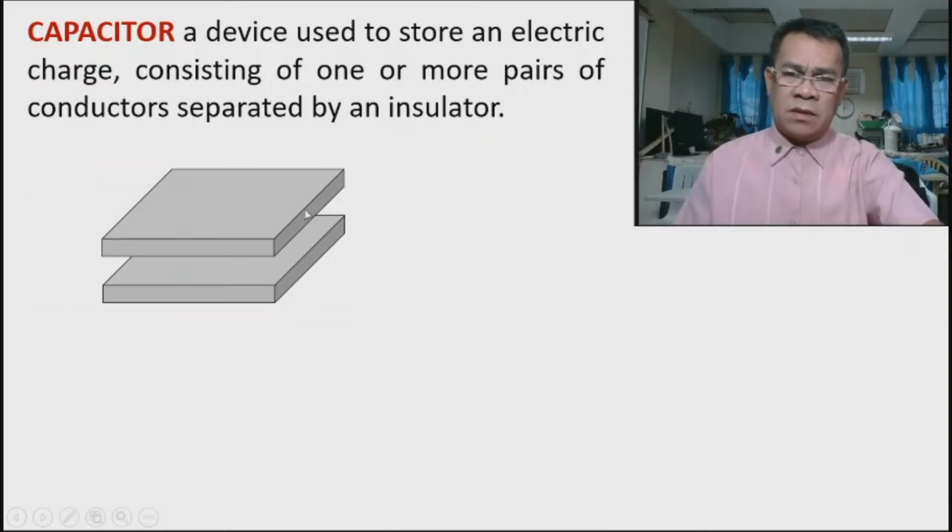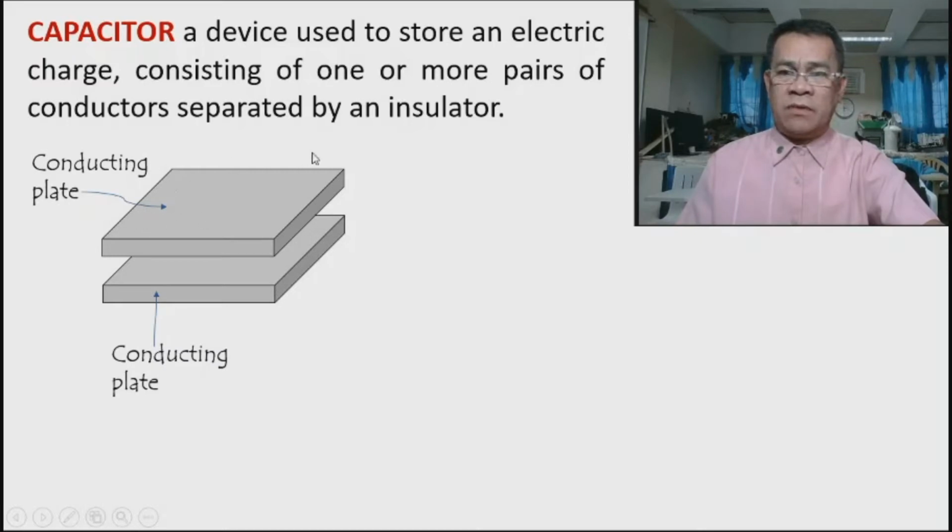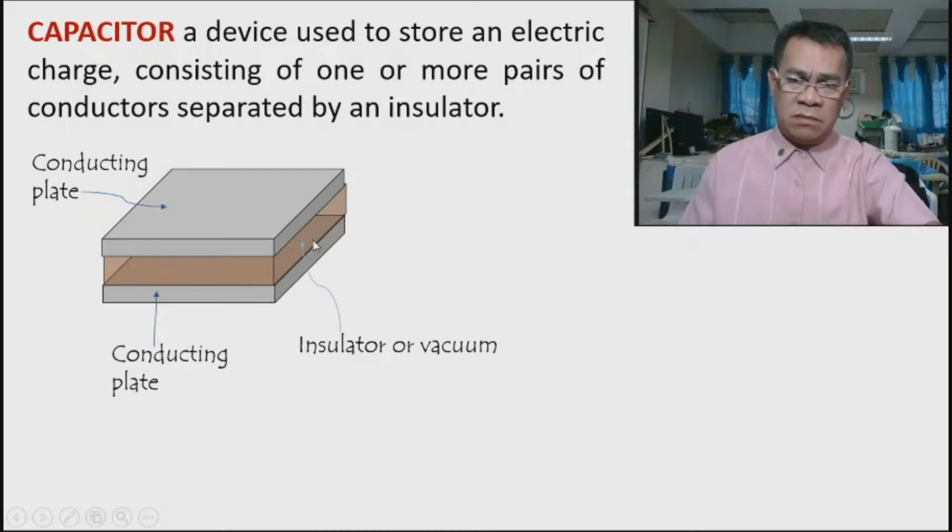So take note that a capacitor contains two conducting metals in the form of plates. They are separated by an insulator or maybe a vacuum. So the two conducting materials have no contact because of the insulator, and this insulator is a dielectric. Dielectrics are materials that have good enhancement of the electric field.